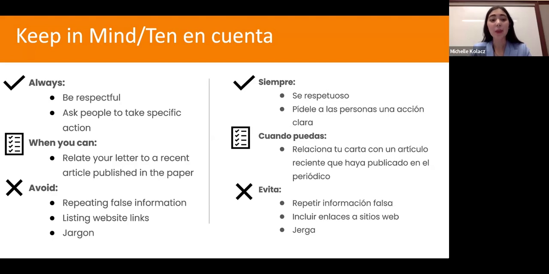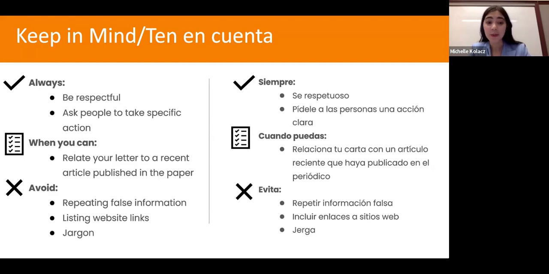Now, when you can, we really want you to try and relate your letter to a recent article published in the paper, right? Whether it's in response to something, which is really great, or even if it's not exactly, but you're linking to some of their other articles as resources, that is something that also benefits the newspaper with their readership and their numbers. So really try to relate your letters to those recent articles that have been published and encourage that reading component.